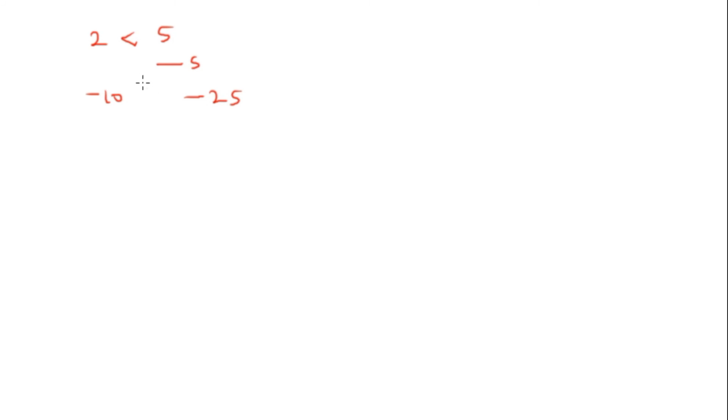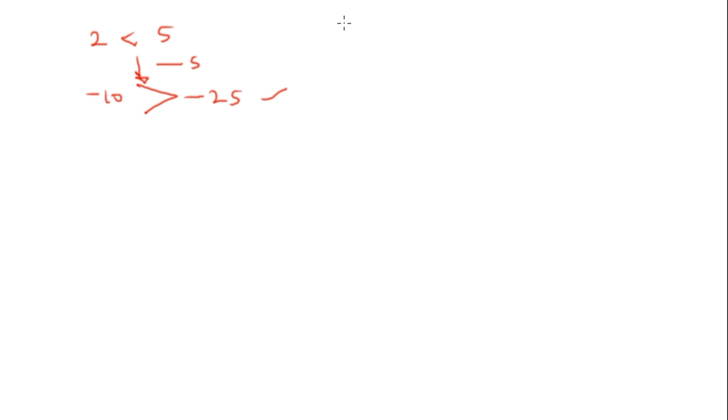According to the property, the sign must change due to the multiplication of negative values. So we need to flip the inequalities. Now, let's see if it is true. 2 is truly less than 5, and also minus 10 is truly greater than minus 25. So the property is valid.